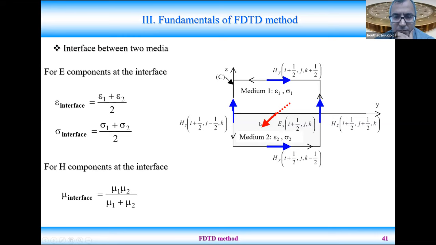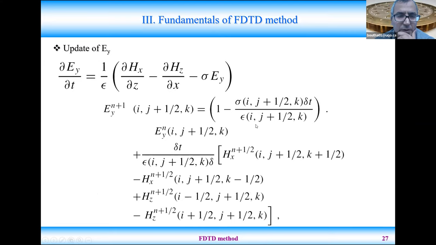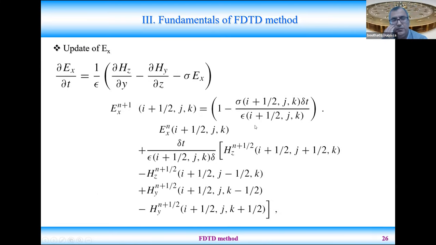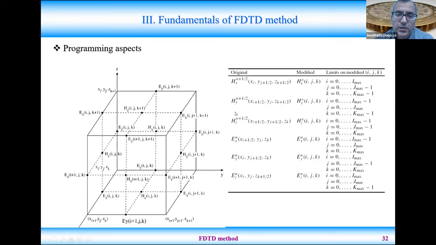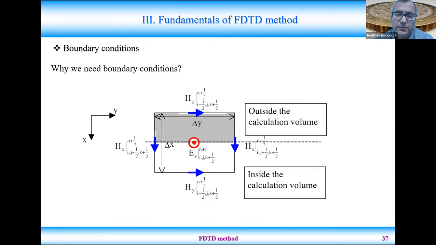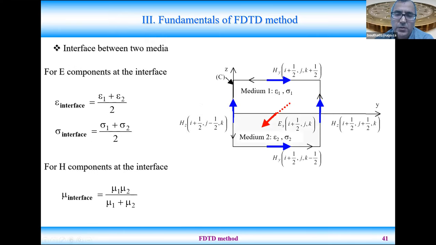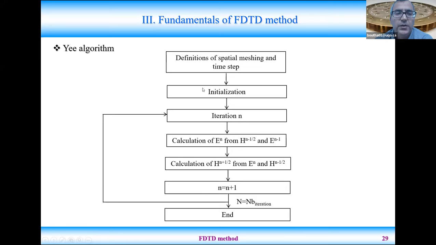I have to come back to the update equation of EX, which is this one. Here we see in this equation we have epsilon, we have sigma, and we need to use this HZ and this HY, but we don't know which epsilon we're going to use, which sigma we're going to use, because it is at the boundary. So which one are we going to use, this one or this one? We are going to maybe use a combination of both, but how are we going to combine? Okay, I have to just remember how the relation is done. I have to use this equation.